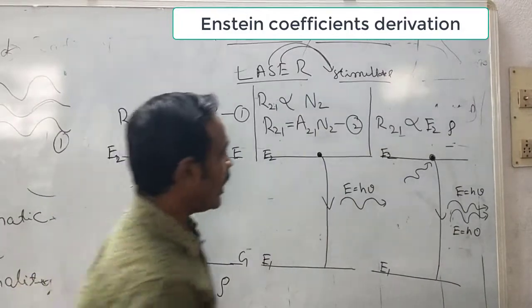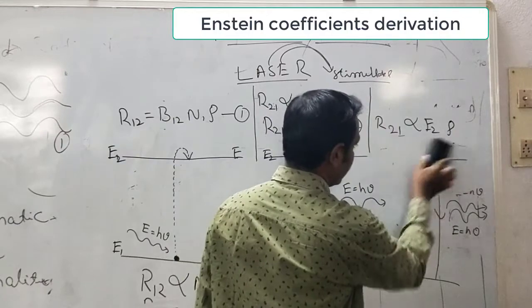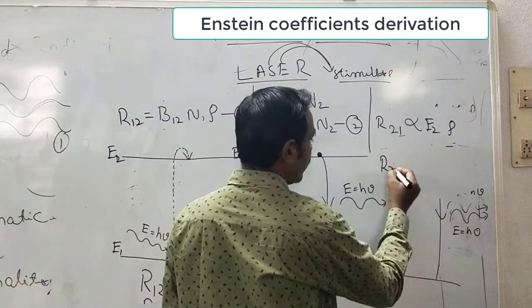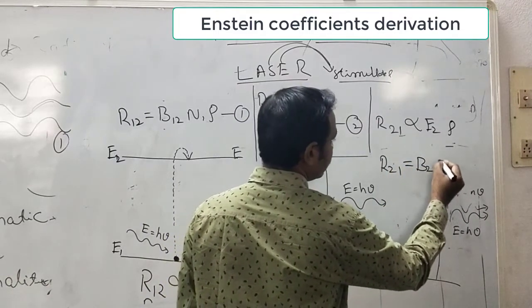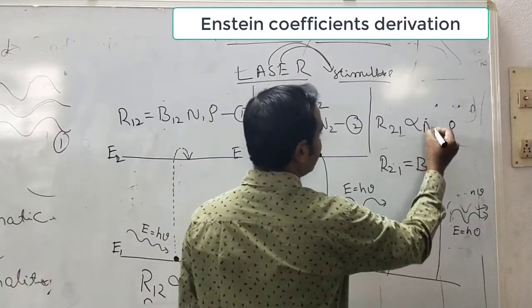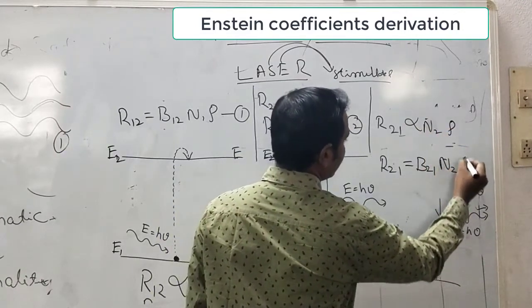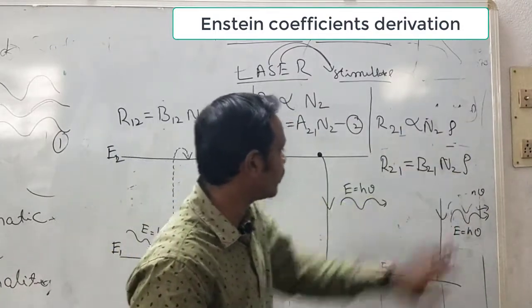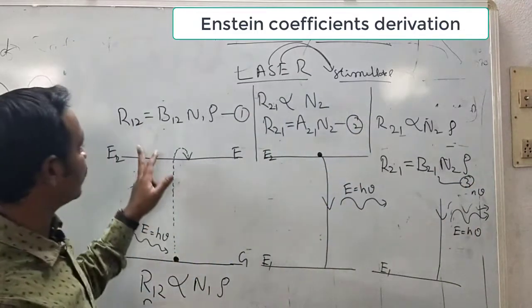Clear? Now I will write equation 3 here. I am going to erase this. Then I write rate R21 equals some constant, which I have taken as B21. I have written it wrongly, I have to write N2 here. N2 into rho, so N2 into rho is your equation number 3. Now we have equation number 1, equation number 2, and equation number 3.